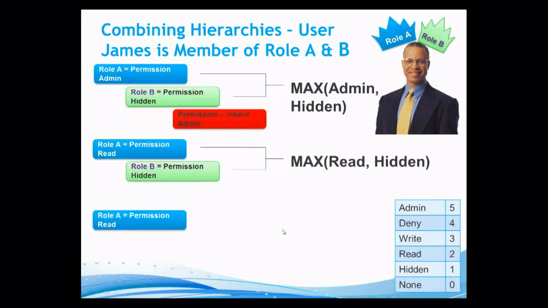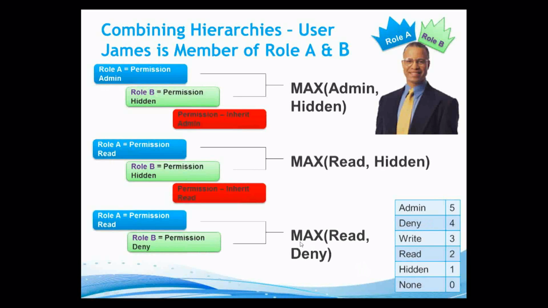The second one will be read and hidden. Read is 2. Hidden is 1. So the answer is read, of course. And here read and deny. Read is 2. Deny is 4. So the answer is deny, of course. Okay? So that's for the second rule. Now the first rule was same role, take last unless admin.